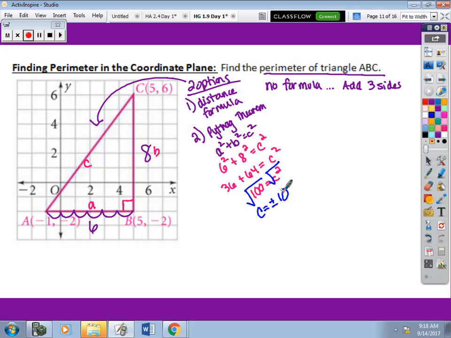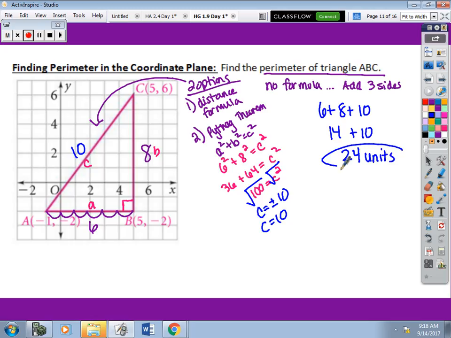Technically, Brett, plus or minus 10. But because we are in the coordinate plane and we are talking about the length, we are only going to take the positive answer. And so now we're just going to add those 3 sides together. And we'll just say units because we don't know if they're inches or what. Now again, if this were not a right triangle, let's suppose the triangle looked like this. You would have to do the distance formula 1, 2, 3 times, and then add them together.